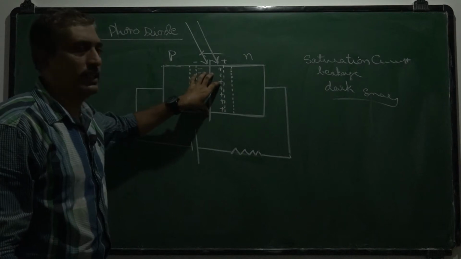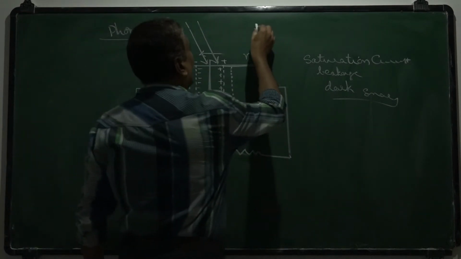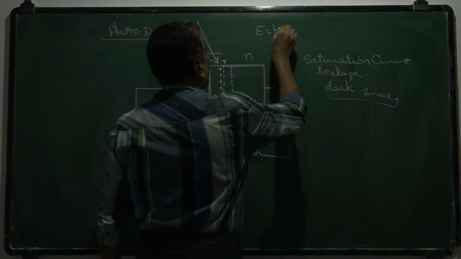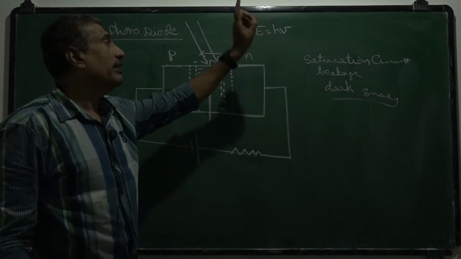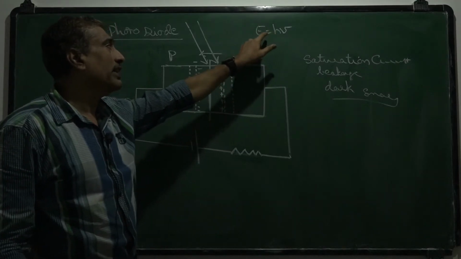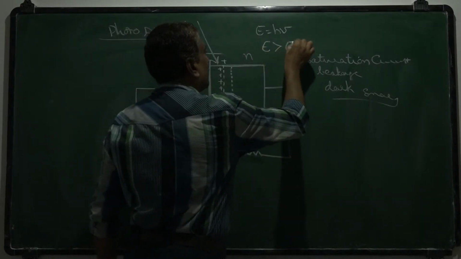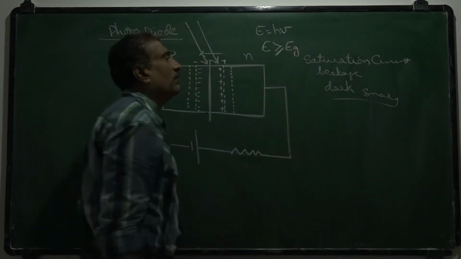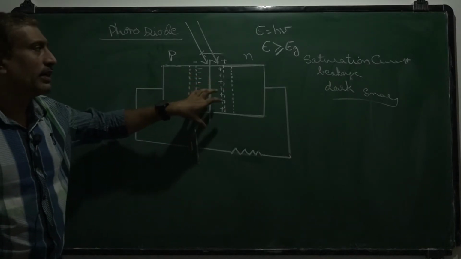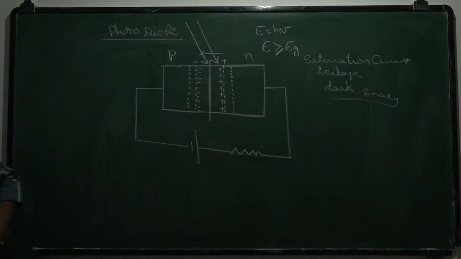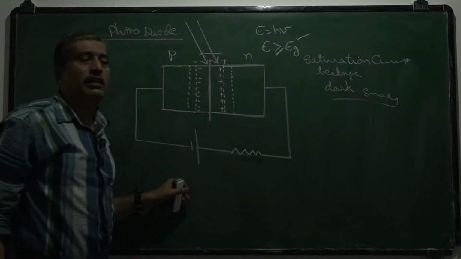So when this light is incident on this PN depletion layer, if this light has an energy equal to h nu, as we know, a light photon has energy E equal to h nu. If this light photon of energy E is greater than or equal to the forbidden gap of this material, then what happens? It will excite some electrons so that it will generate electron hole pairs.